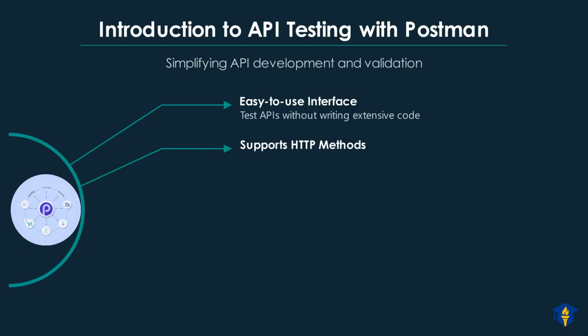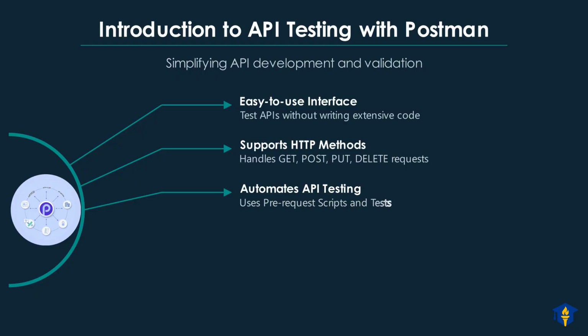Postman provides comprehensive support for all common HTTP methods. It efficiently handles requests such as GET, POST, PUT, and DELETE with ease. Beyond manual testing, Postman also offers capabilities to automate API testing. This automation is achieved through the use of pre-request scripts and dedicated tests.